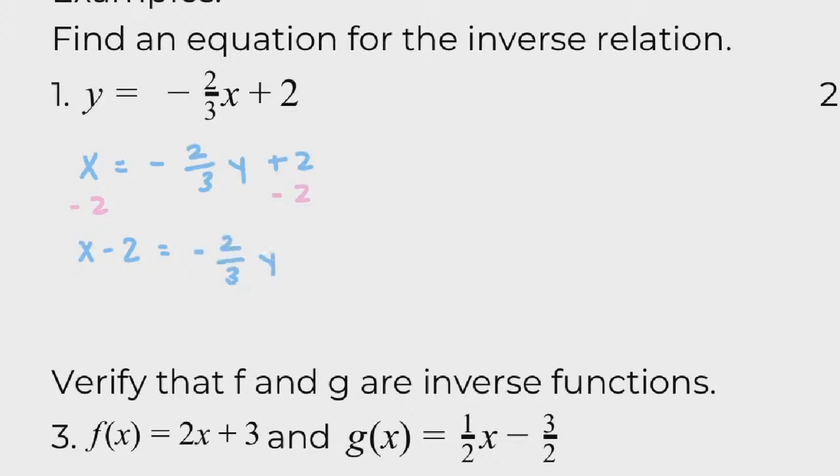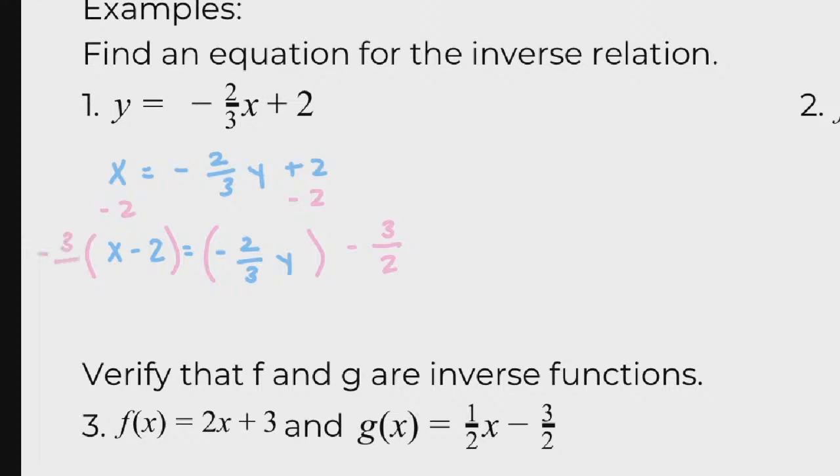And then you can either multiply both sides by negative 3/2, or multiply by negative 3 and then divide by 2. I'm just going to multiply by negative 3/2. So we want the reciprocal of this, so that equals 1. So we're going to multiply by negative 3/2 on both sides, and then we'll get y equals negative 3/2 x plus 3. So this here is the inverse function.